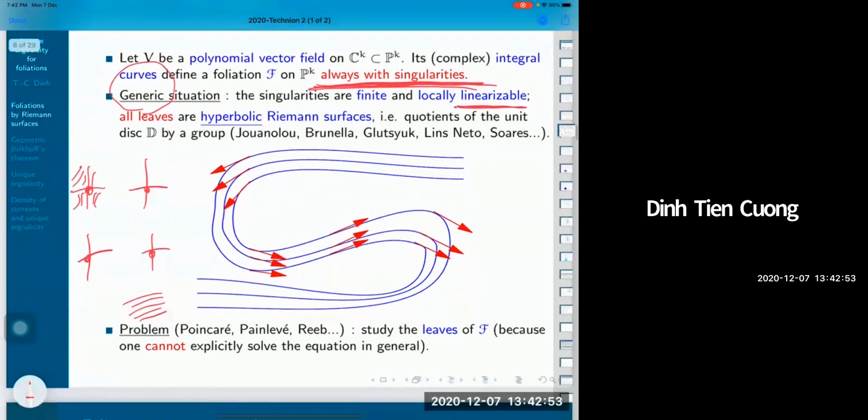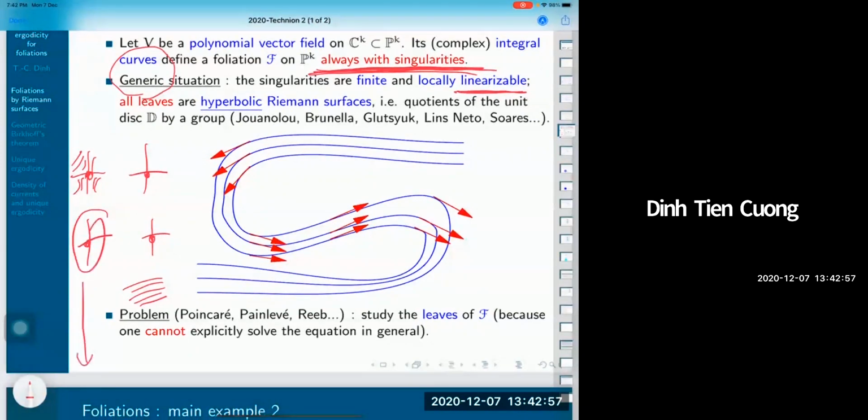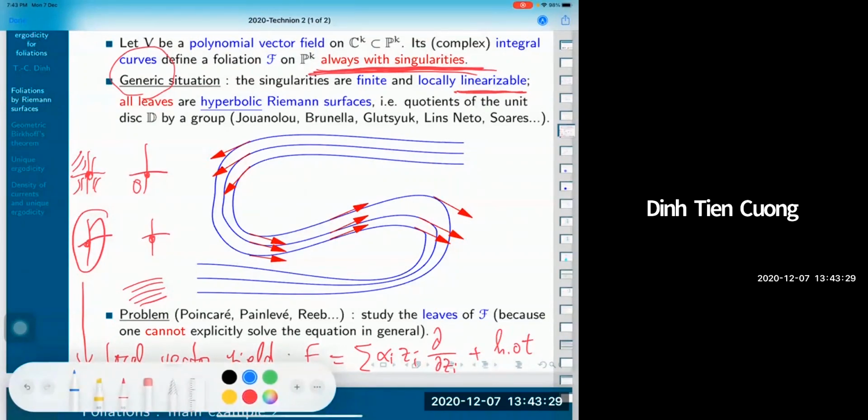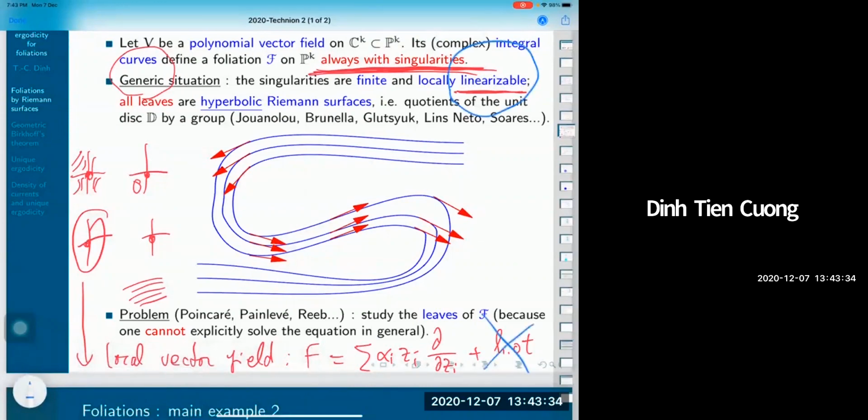Linearizable means that you can define the foliation locally by some local vector field. In general you have F, or v, equal to the sum of alpha_i z_i d over dz_i, assuming that the singularity is 0, plus the higher order terms. Linearizable means that you can change the coordinates so that you can remove this higher order term. So in local coordinates you have this linear vector field, and you can solve the equation explicitly and see how the foliation looks locally at those points. So this is a generic situation.